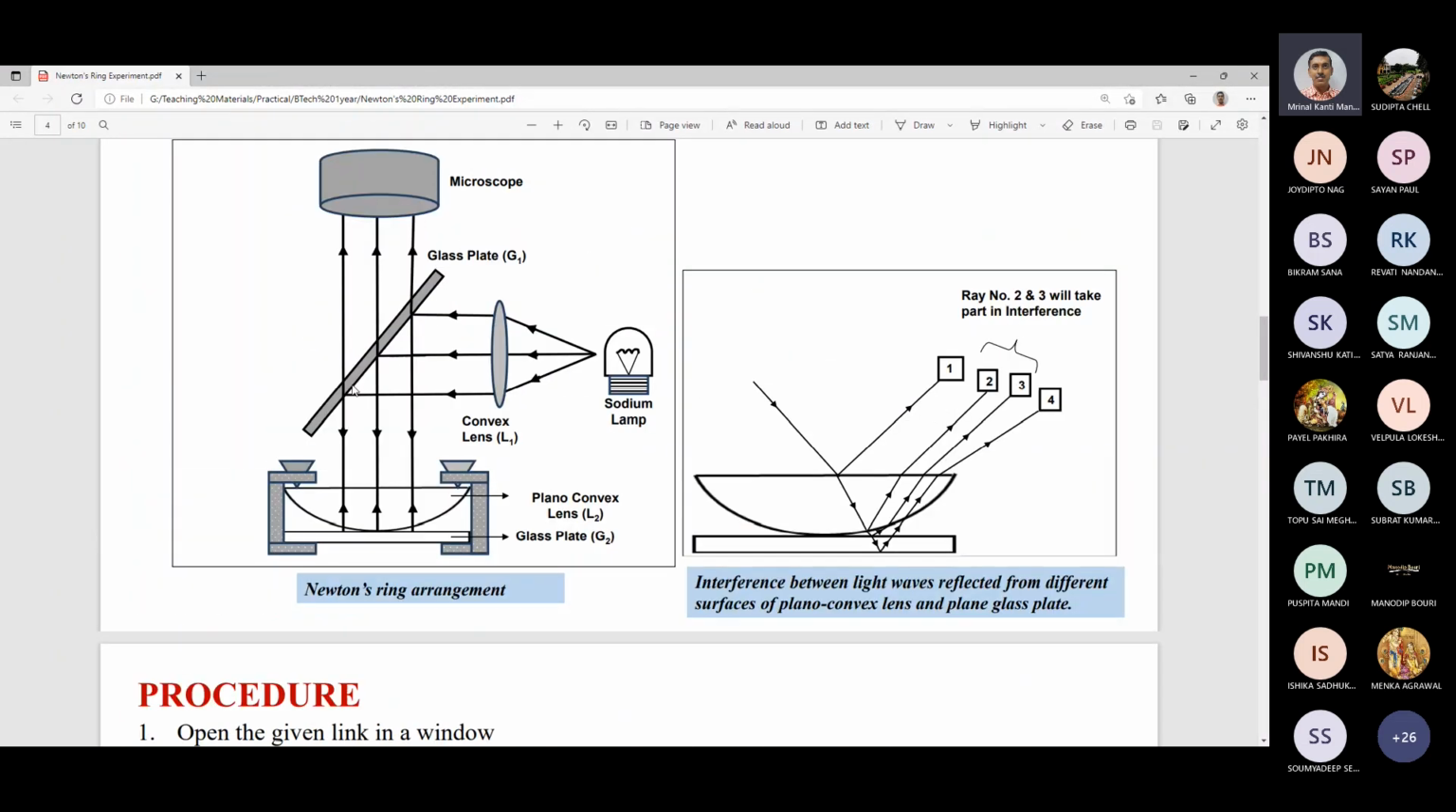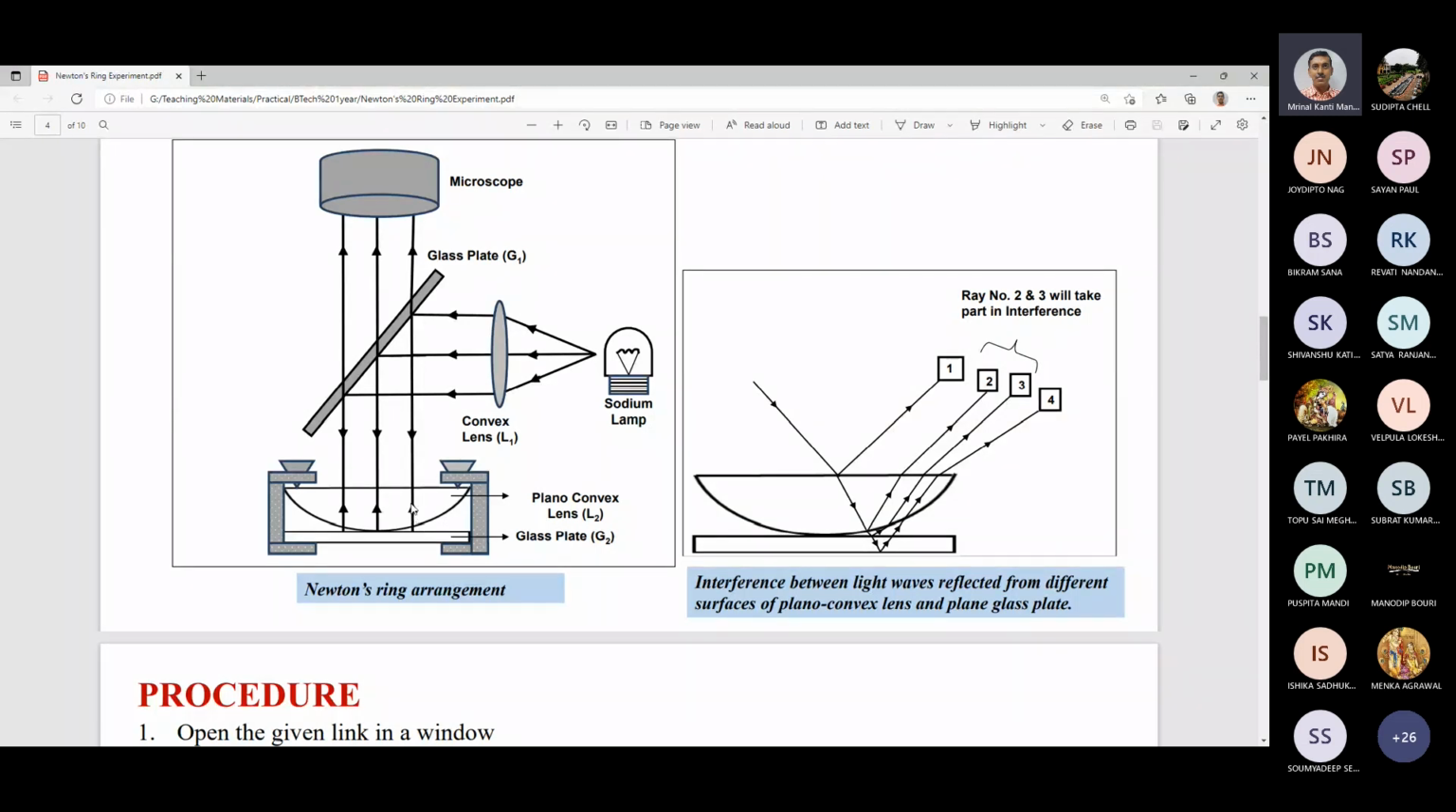Right? The inclination of this glass plate with this incident beam is 45 degrees. This angle is 45 degrees. So what will happen? It will turn towards this direction and it will fall on this plano-convex lens normally. It will fall normally. And then after this curved surface, it will be reflected and transmitted.